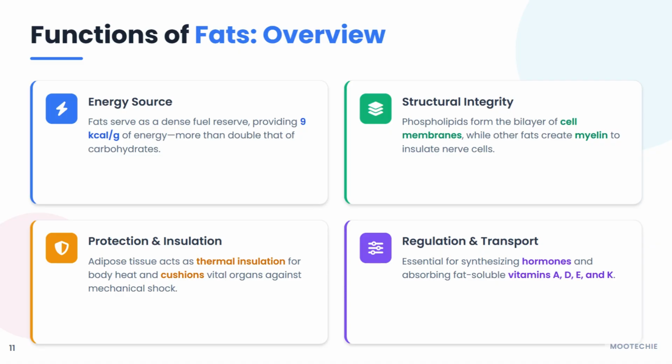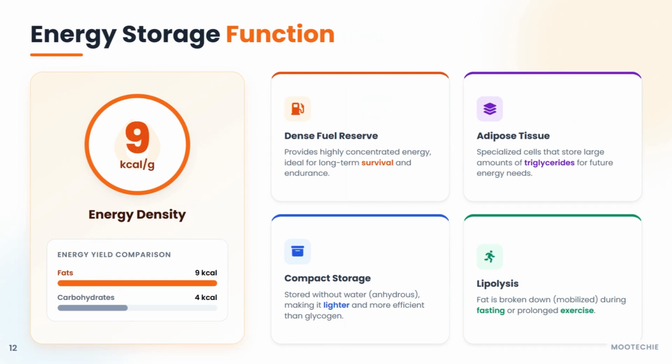So what do all these fats do for us? Here's an overview of the functions of fats. 1, they are a major energy source. Fats are a dense fuel reserve, providing 9 kilocalories per gram. That's more than double what carbohydrates provide. This highly concentrated energy is ideal for long-term survival and endurance activities.